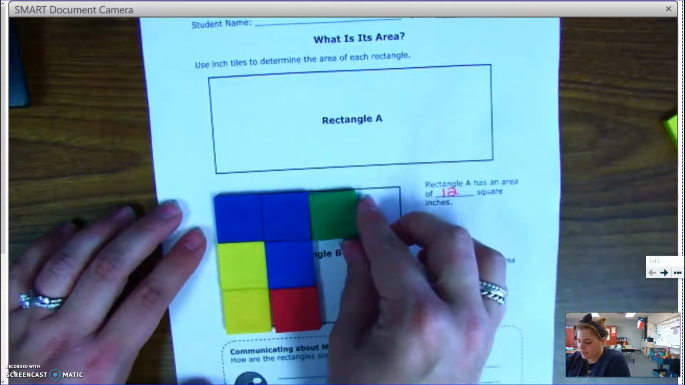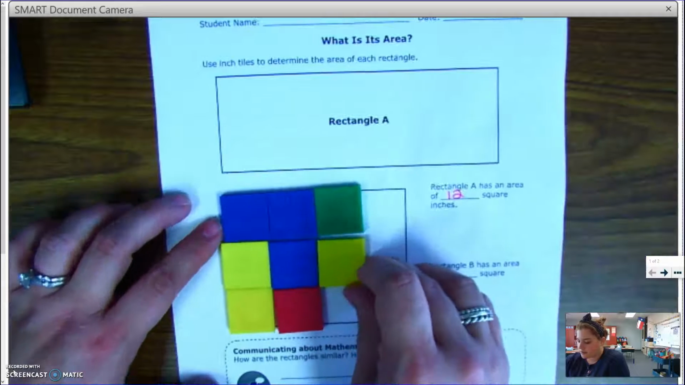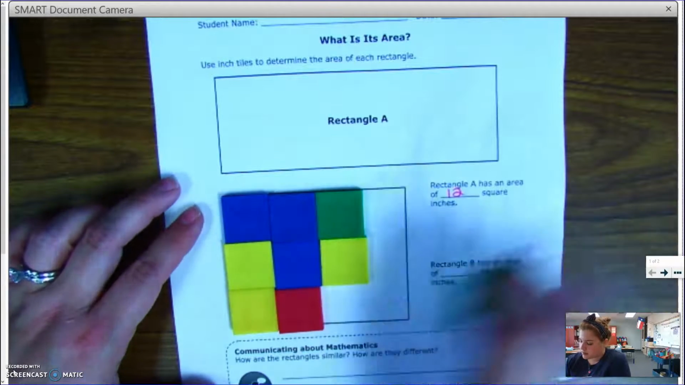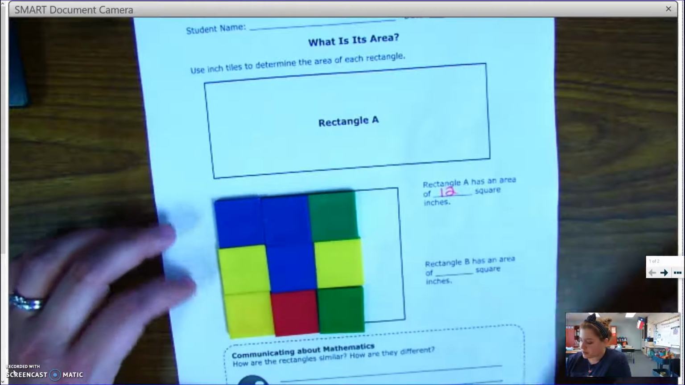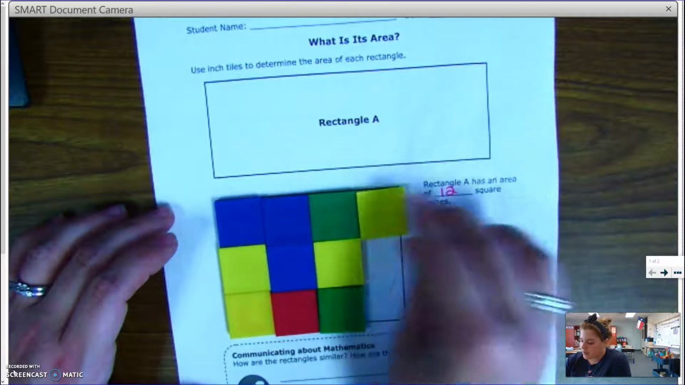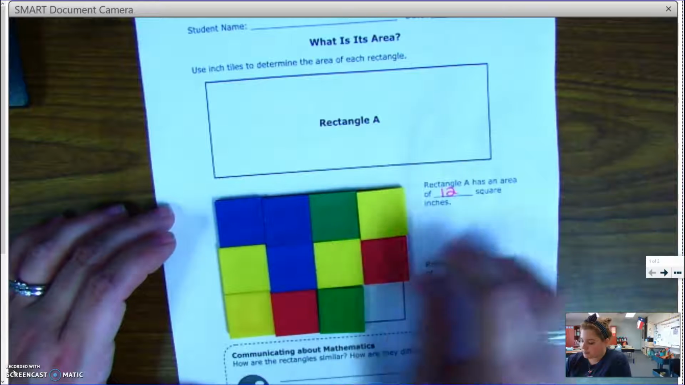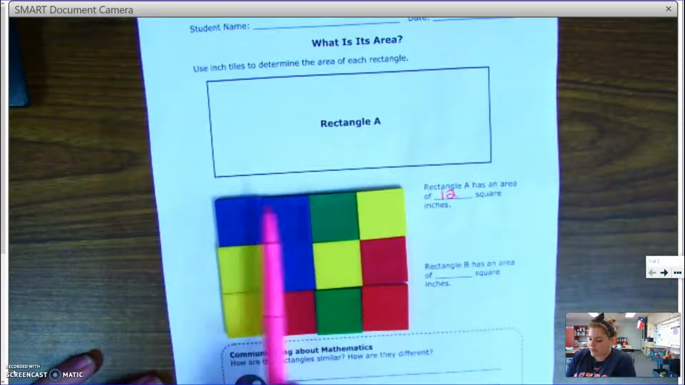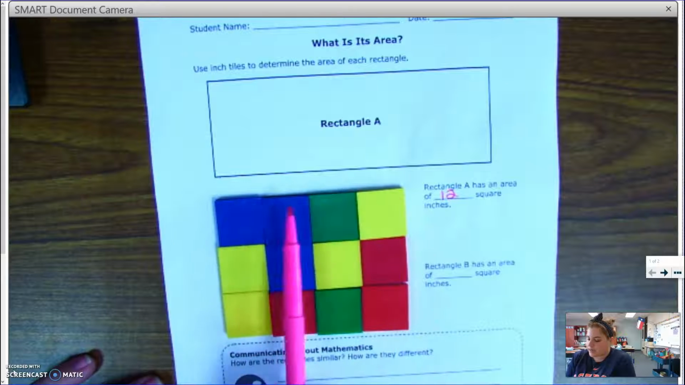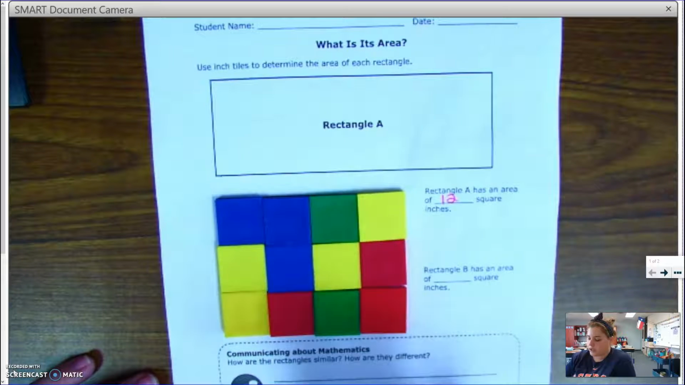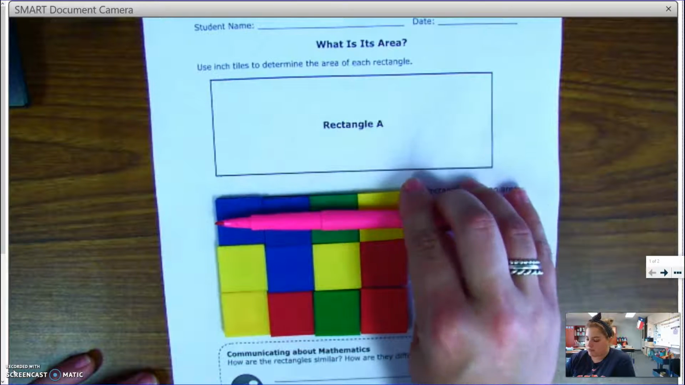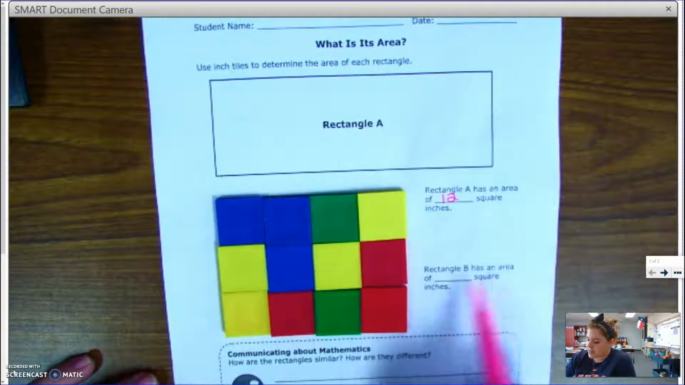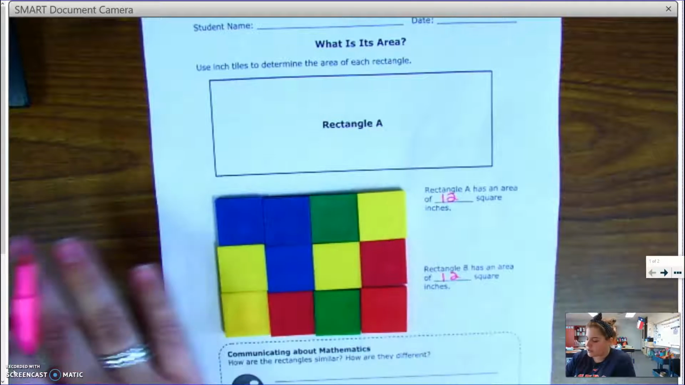So let me check myself here. There's 1 more column and then a second column. I can see now I could count by 3s if I do my columns. I could say 3, 6, 9, 12. Or I could go by row: 4, 8, 12. So rectangle B has an area of 12 square inches.